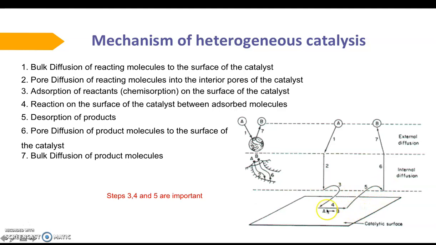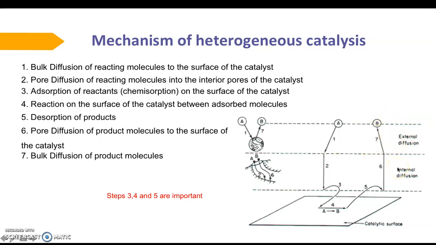Desorption of the product. You have to let go of B, so let it go, let it go. This is the desorption, and then it goes through internal diffusion again, from the surface of the catalyst to the outer surface. Finally there is bulk diffusion again. So there you go, the product of the catalyst.